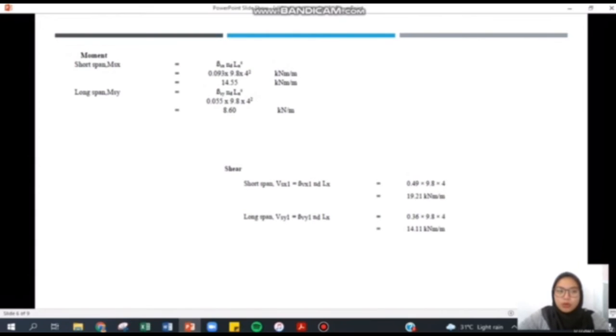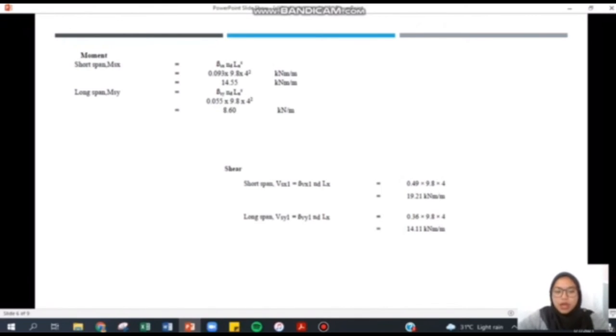So this is our moment for MSX and MSY, short span and long span. So moment for short span we get by using the formula BSX and nLX square, and we get 14.55. And long span also the same formula, and we get 8.60 kilonewton per meter.